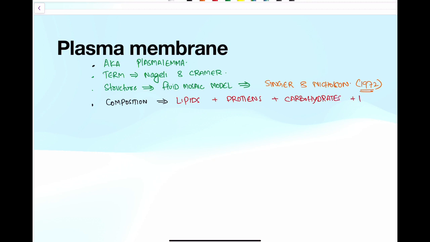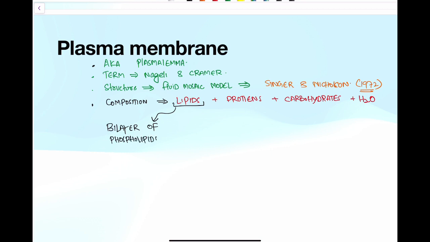So this is the complete composition. Now about lipids, you can be asked what are the types of lipids found. There is a bilayer of lipid. There are two layers of lipids, and which lipids? There is a bilayer of phospholipids.